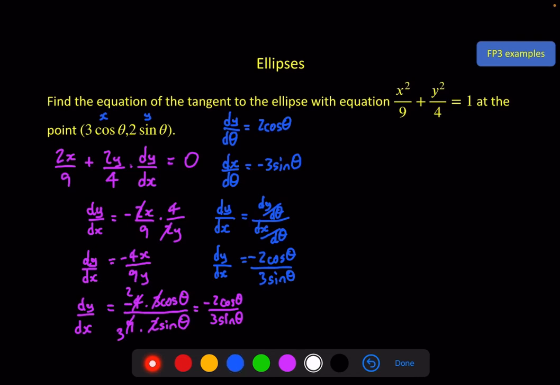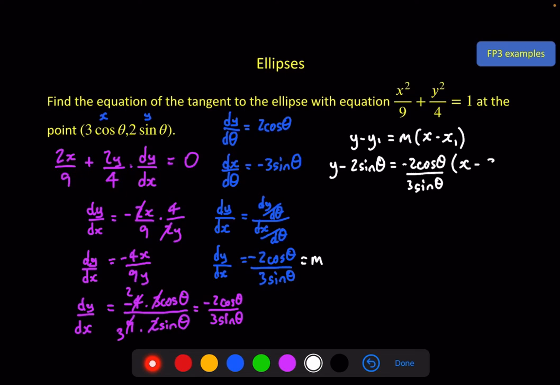Once we know the gradient, we're finding the tangent, so we don't need to apply m1 m2 equals minus 1. We just take this equal to our m and use the equation of a straight line. Put everything that we know in, and that will be our answer. So y1 is 2 sine theta, m at this point is 2 cosine theta over 3 sine theta, and x1 is 3 cosine theta.